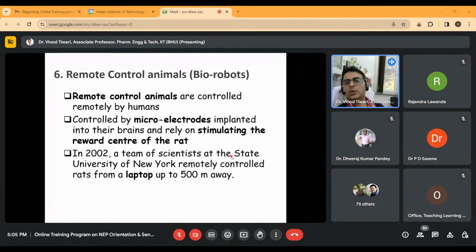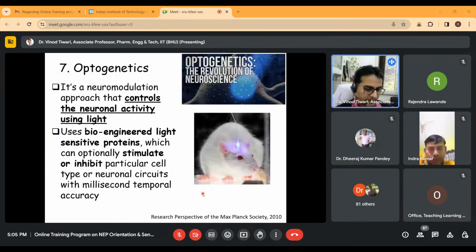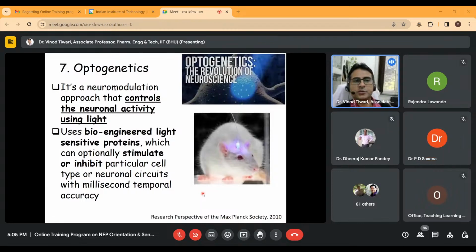In 2002, a team of scientists at the State University of New York remotely controlled rats from a laptop up to a distance of almost 500 meters, which is a significant achievement. And people are still working in this area. Then, next, an interesting application of histotoxic surgery is optogenetics, which is widely used nowadays in preclinical research in neurological drug discovery.